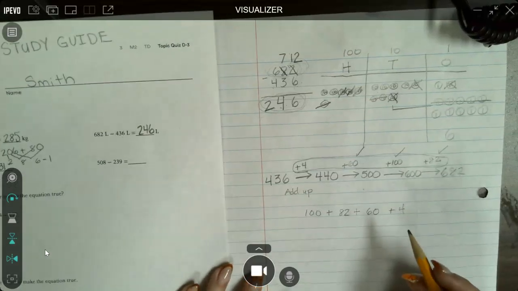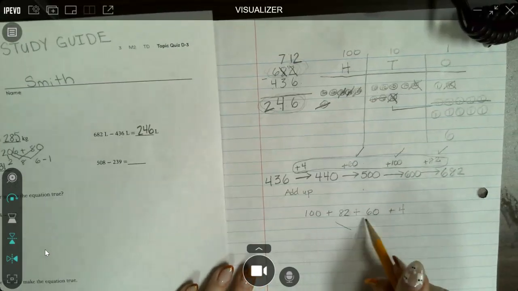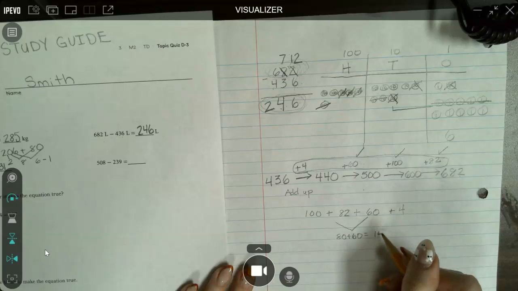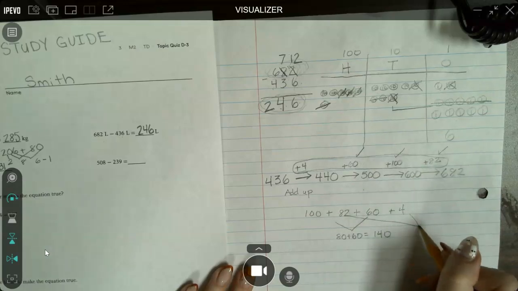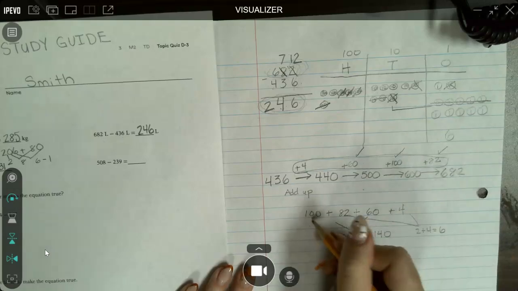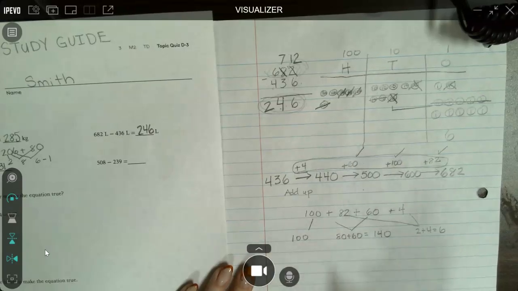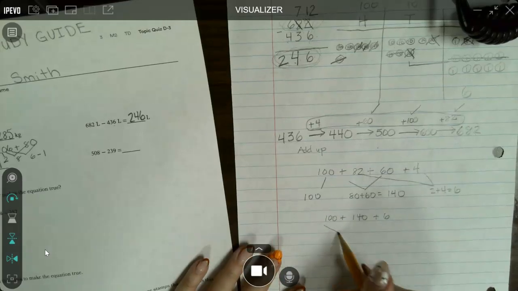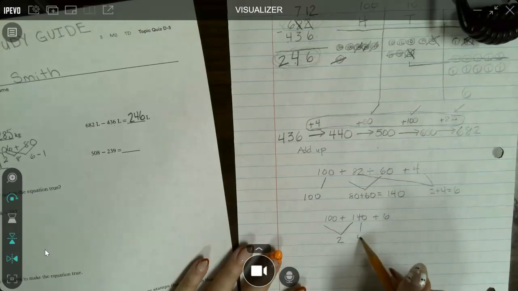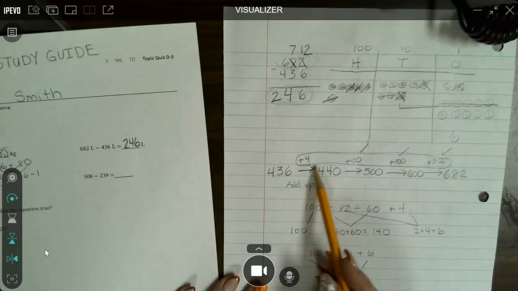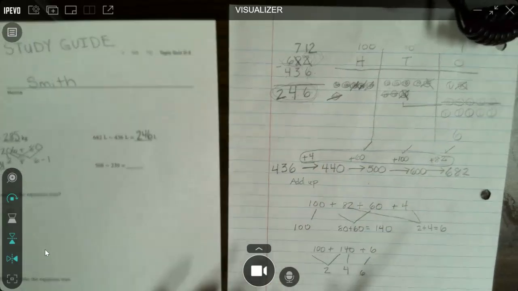Okay, I could add my place value. 80 plus 60 would give me 140. 2 plus 4 would give me 6. And then I still have 100 over here. Finally, putting all of that together, 100 plus 140 plus 6, I have 246. Same answer because I'm finding the difference between those two amounts.